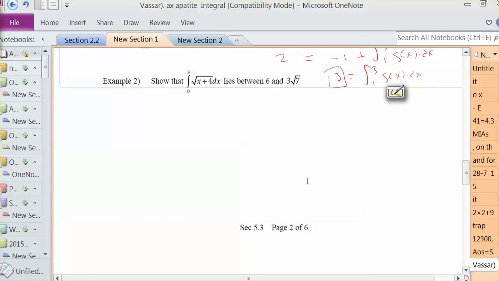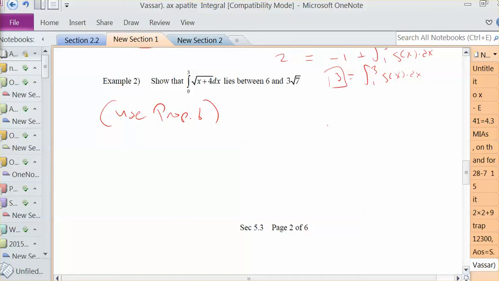Let's take a look at example 2, and you're asked to show the definite integral from 0 to 3 of root x plus 4 dx lies between 6 and 3 root 7. How do we do that? We're going to use property 6 from page 1 of the notes. Sorry, yeah, actually it is property 6.